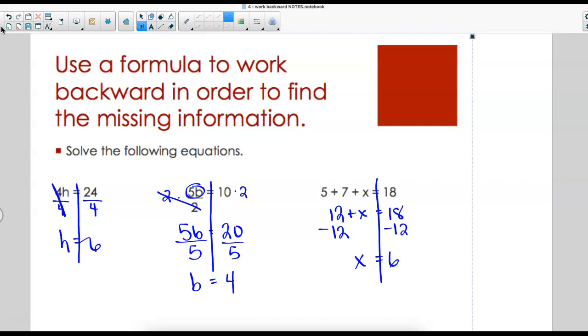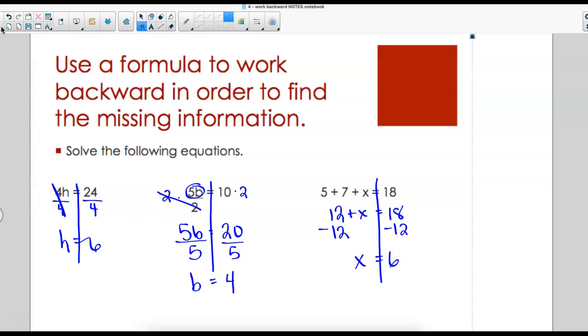The second one was a triangle. The area of the triangle is 10. The height is 5. Find the base. Base times height divided by 2 gives you area. The last one is a triangle perimeter. You add the 3 sides of the triangle together and the perimeter is 18. 2 of the sides were 5 and 7. What's the third side? So we had to work backwards to find that missing information, okay?